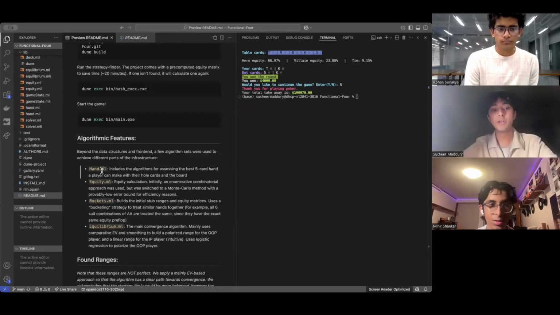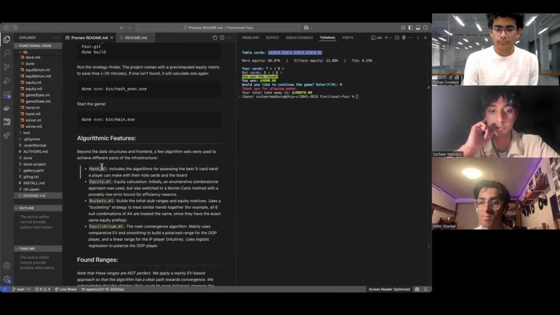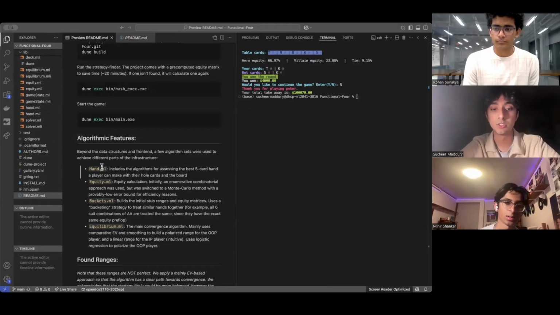Okay. So we have a couple of different algorithmic components to this project. If you want to explain how you connected the ranges to the actual bot.